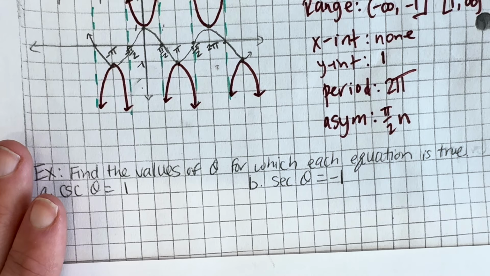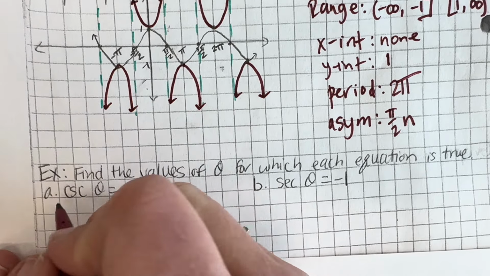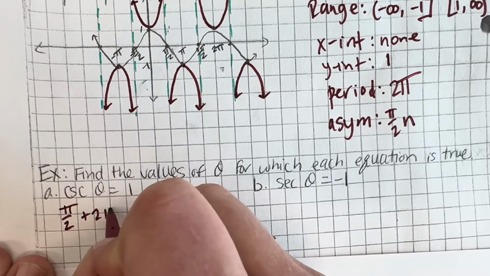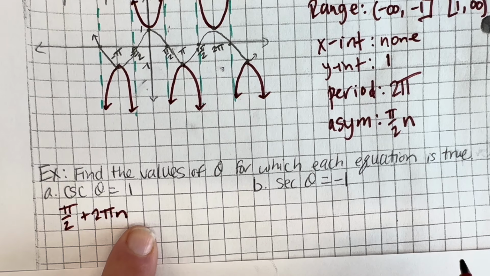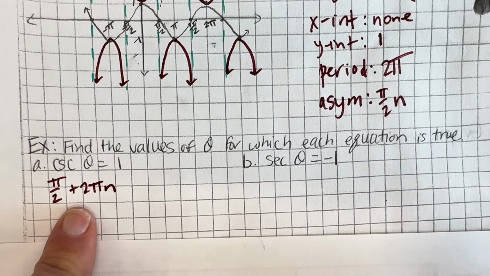Okay, and that's what our answer here is. So we're going to say pi over 2 plus 2 pi n, because that's going to get us around to another unit of pi over 2, which is where we end up with our odd units of pi.